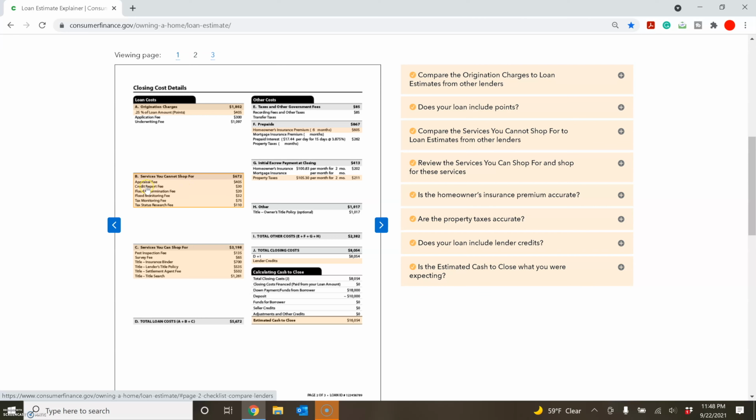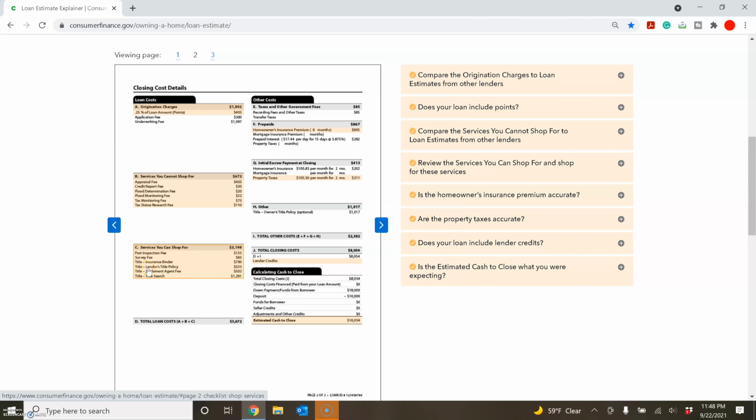You have your appraisal fee here, credit report fee, flood determination, and stuff like that. These fees do not change. These are the ones that you can compare from lender to lender and they will be different. Services you can shop for will also be different, but you can change if you're not happy with it.